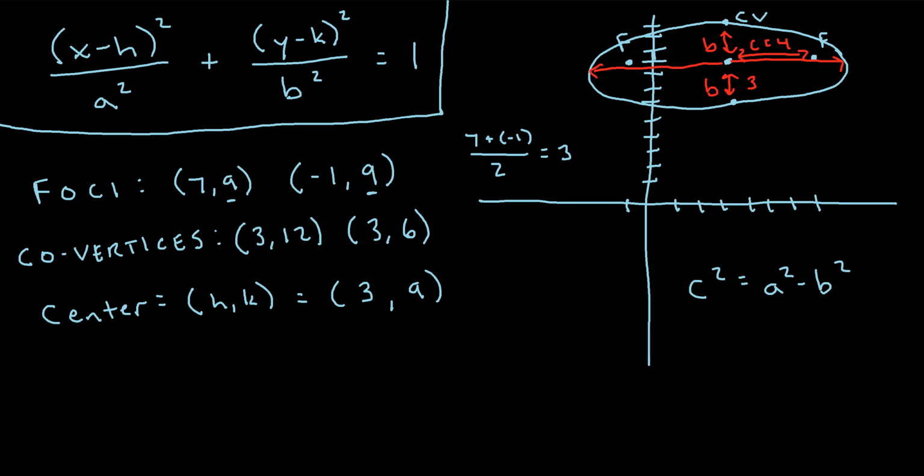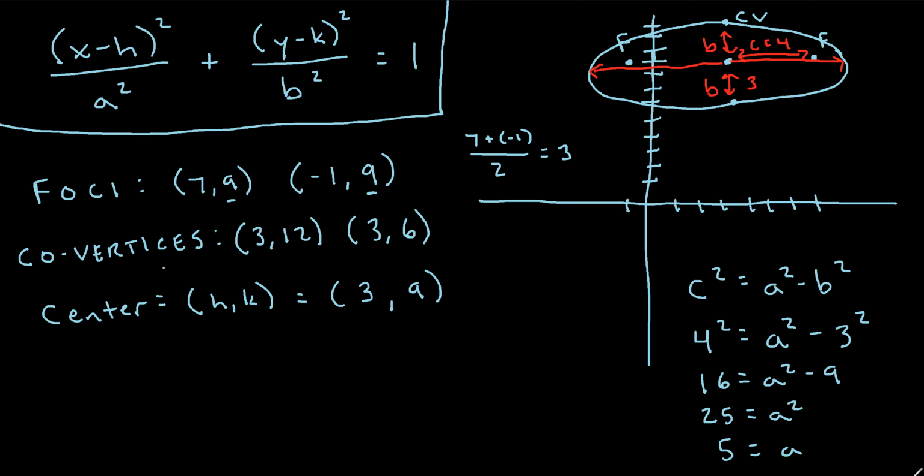Plugging those values into this equation, we get 4 squared is equal to a squared, which we don't know, minus b squared. We just found that b is 3, so 3 squared. So we get 16 is equal to a squared minus 9. To solve for a, we add the 9 to the left-hand side: 16 plus 9 is 25, equal to a squared. We take the square root of each side, and we find that a is equal to 5. So we found the center, and we found a and b, so we have everything we need to write the final answer.